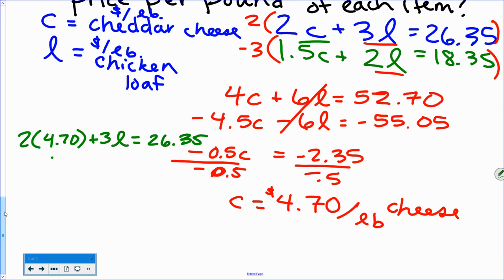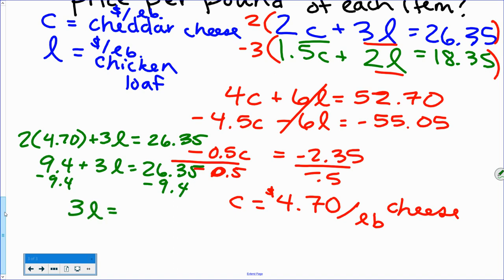So 2 times 4.7 is 9.4, plus 3L equals $26.35. Take away your 9.4. Some of this can be done in your head or on your calculator, but here's what I would be doing. And then I get 16.95, divide both sides by 3. So my L, or my chicken loaf, would be $5.65 per pound.